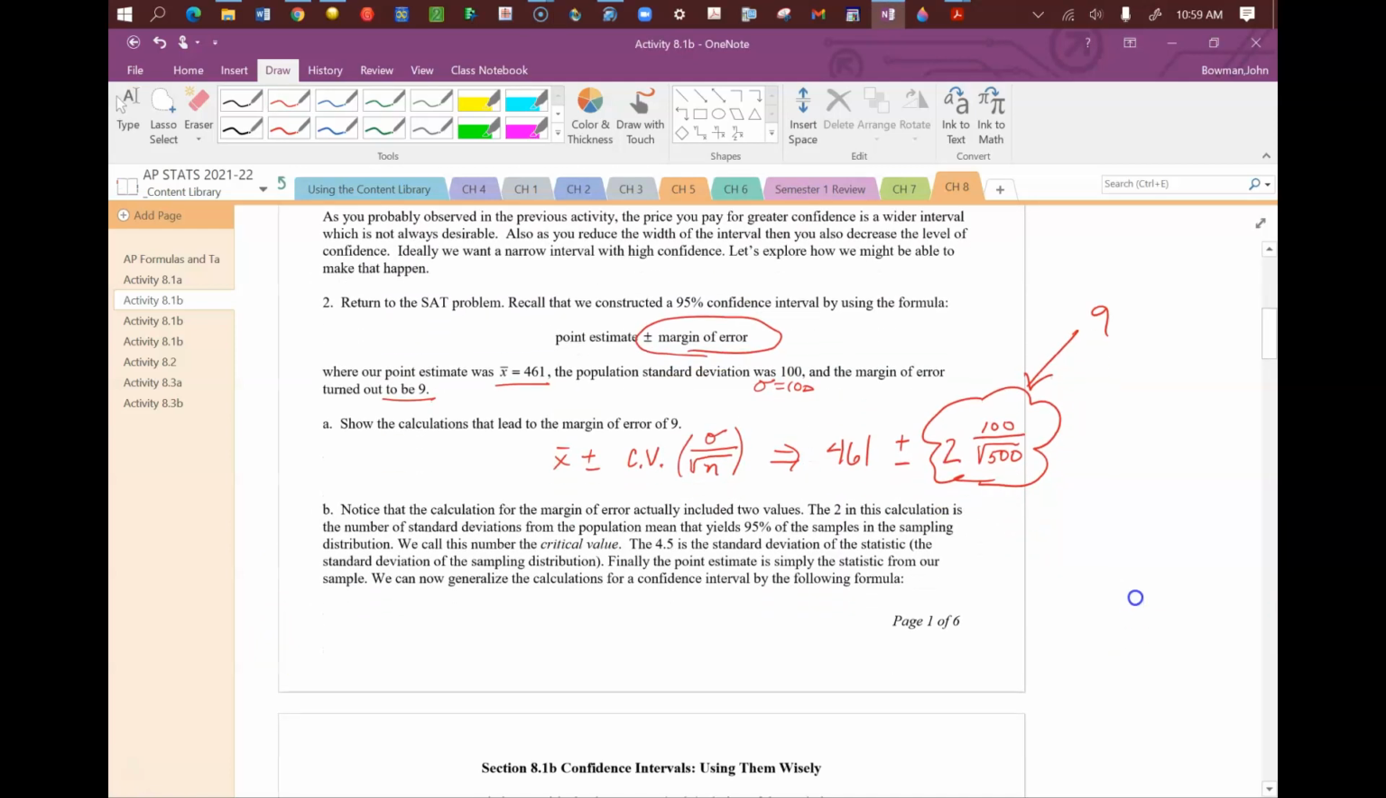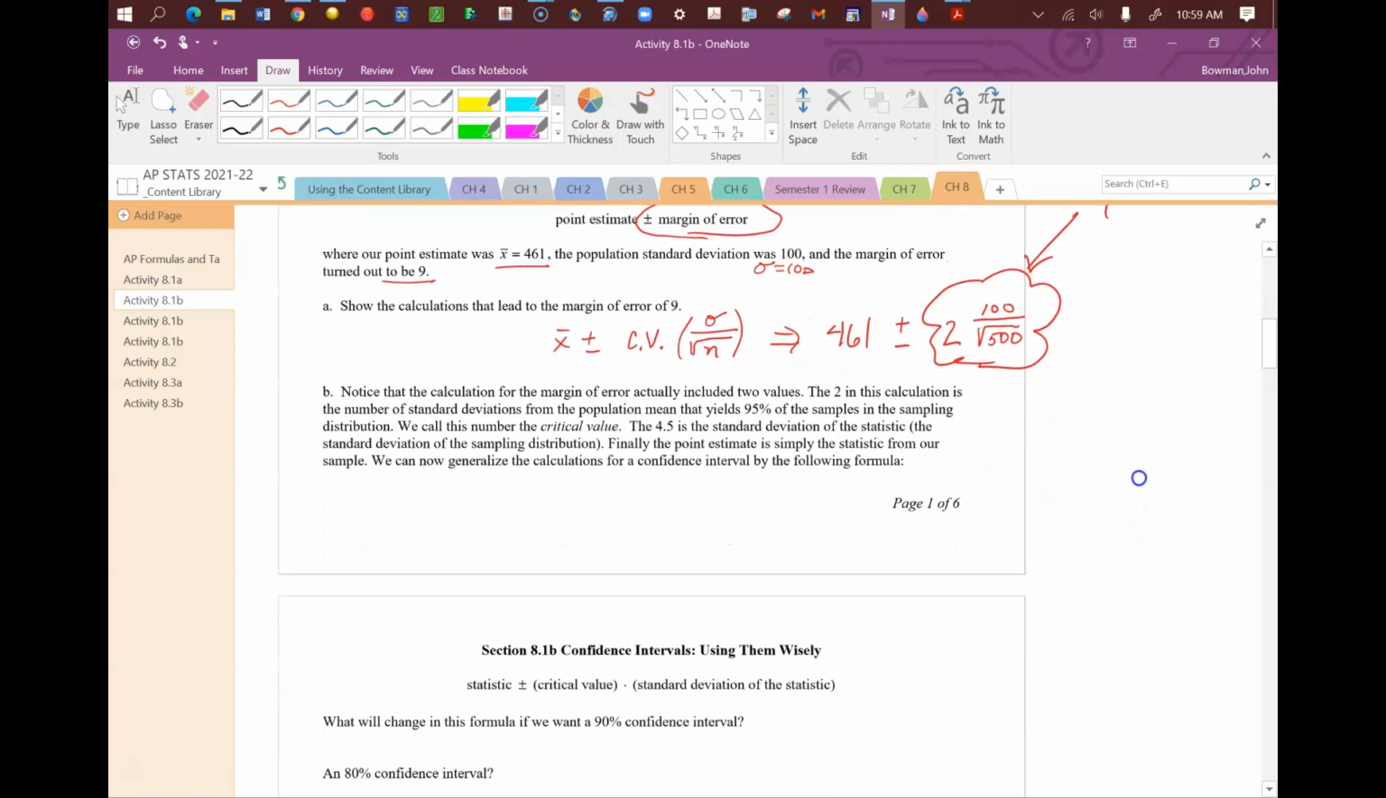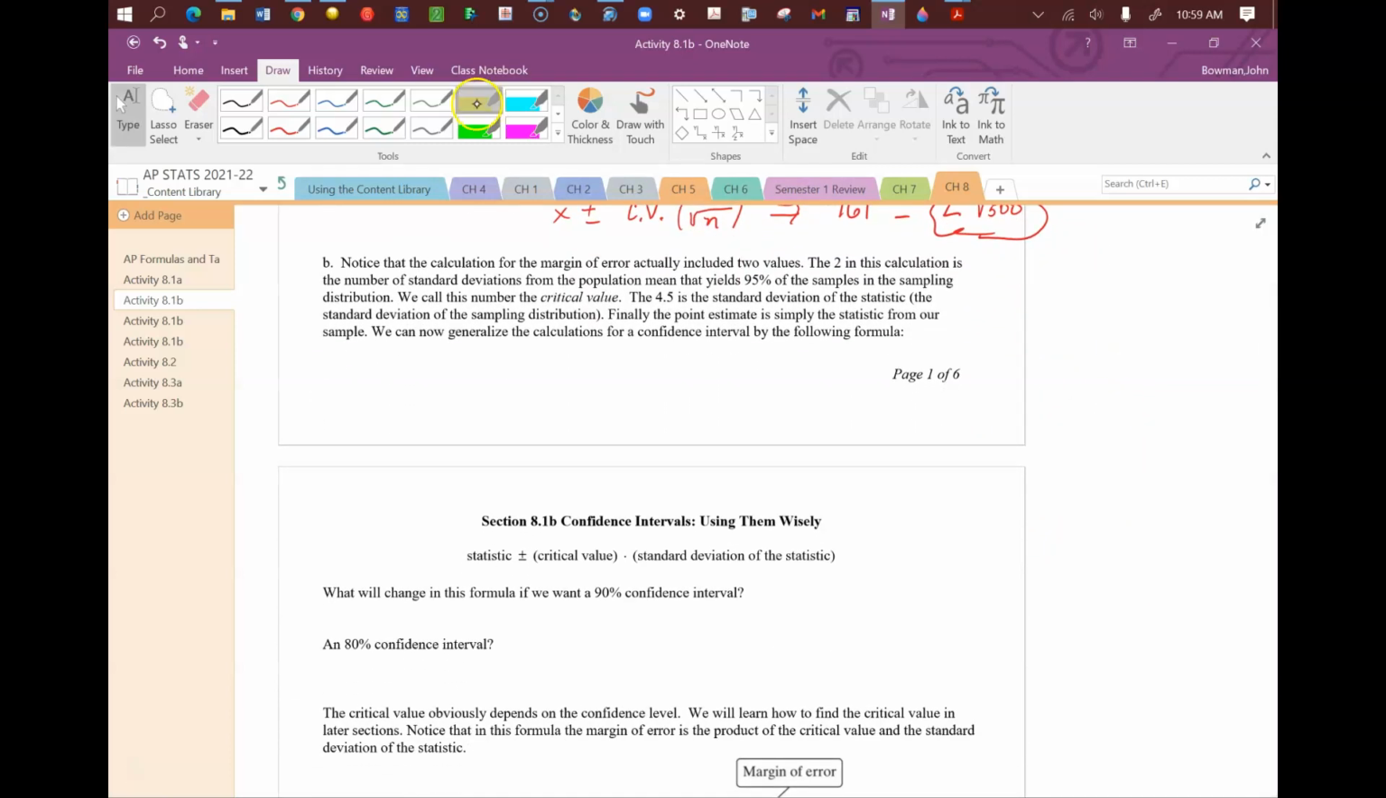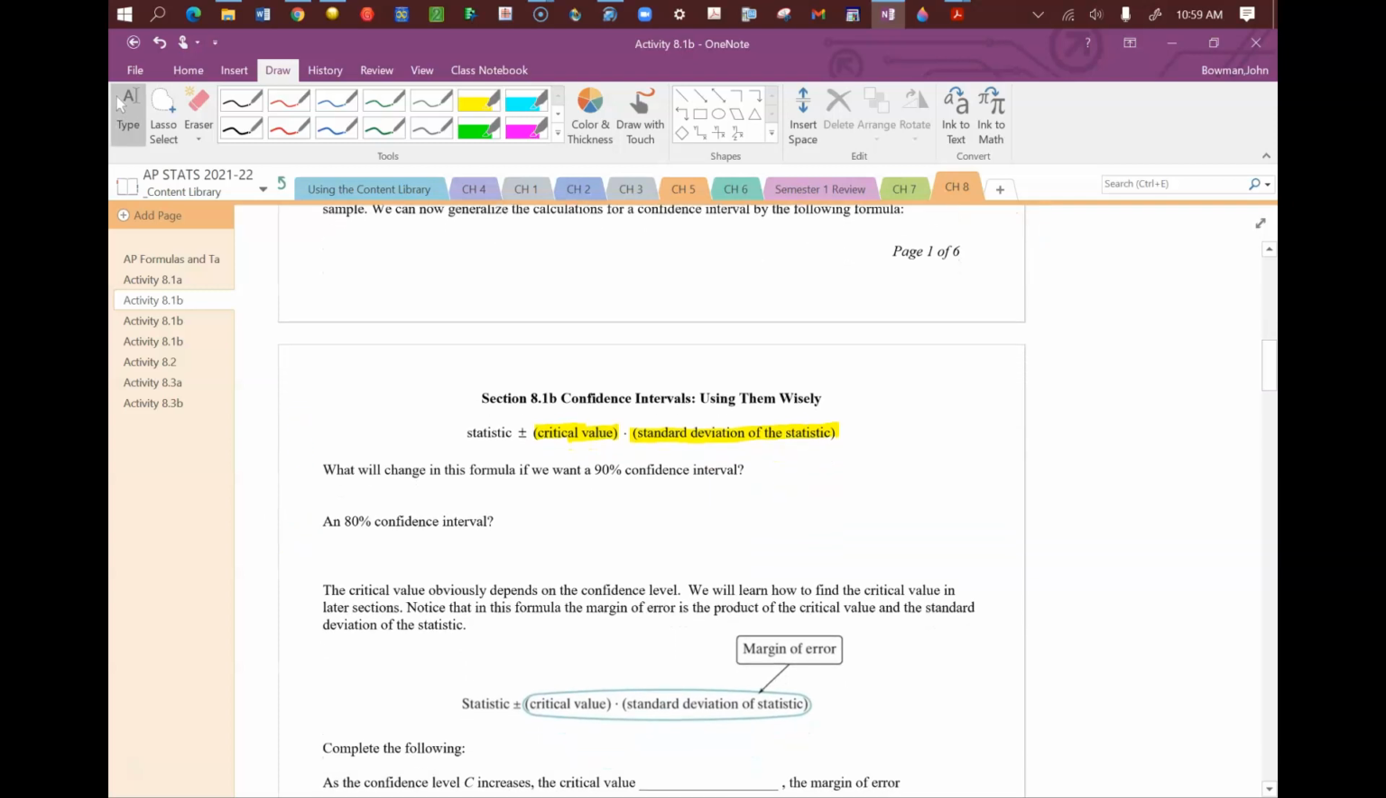So what we call that is the margin of error, and it consists of 2 parts. It consists of the critical value and the standard deviation of the statistic. Okay? So what happens if we want, let's say, a 90% confidence interval?